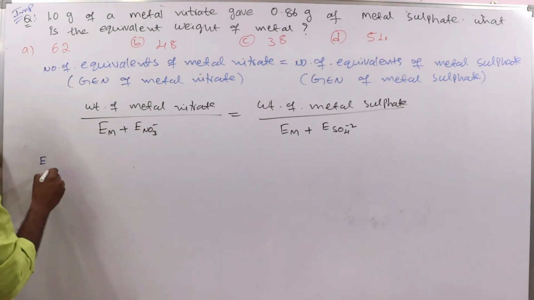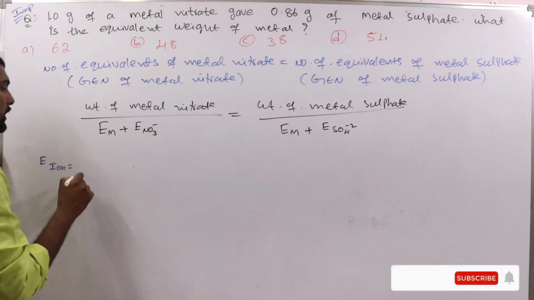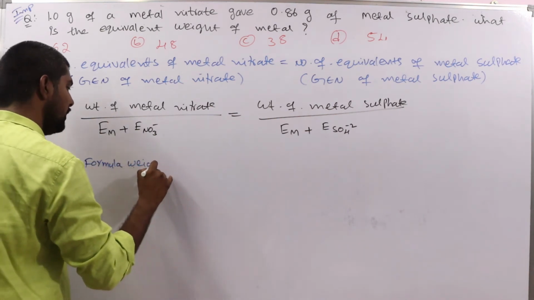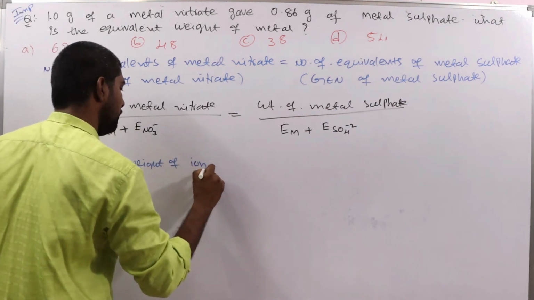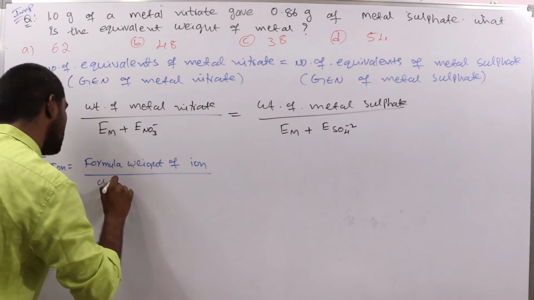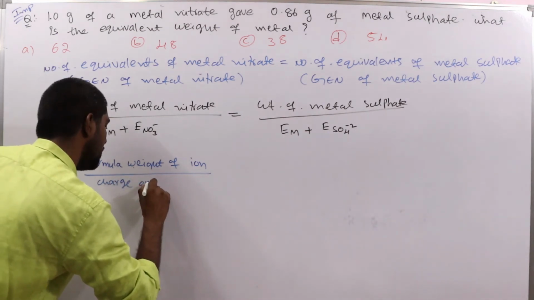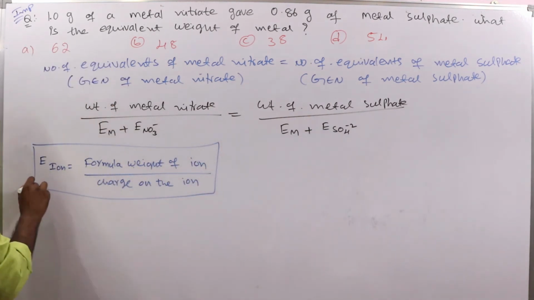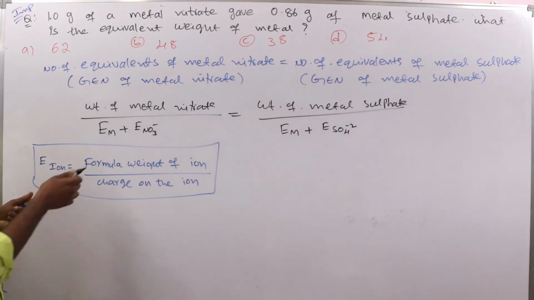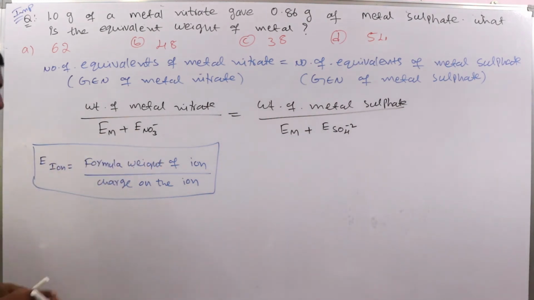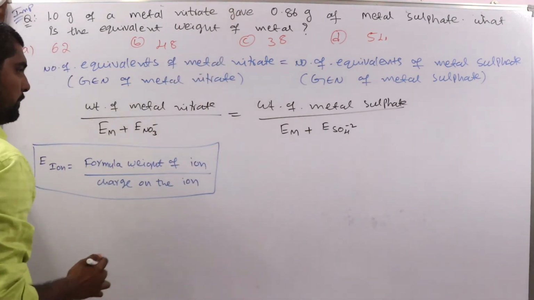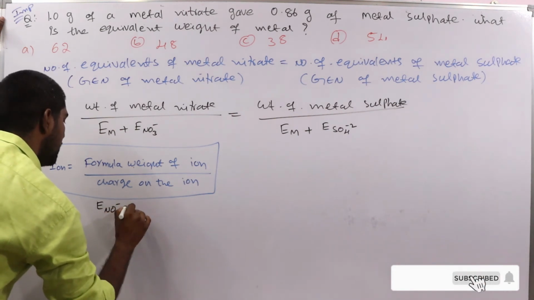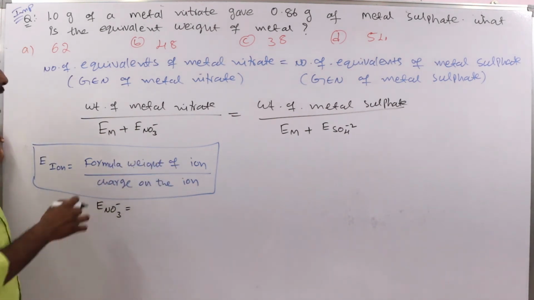So that is, already we discussed this formula. Equivalent weight of an ion equal to formula weight of ion by charge on the ion. This is the formula we use to calculate equivalent weight of an ion. Formula weight of that ion by charge present on the ion. Clear? So from this one, here equivalent weight of nitrate equal to formula weight of the ion.